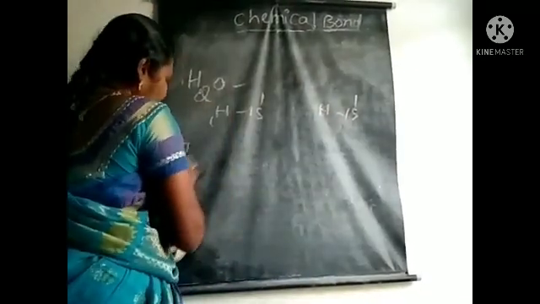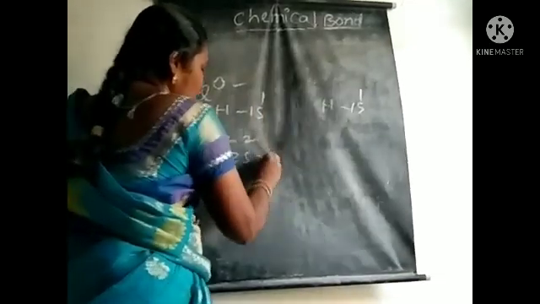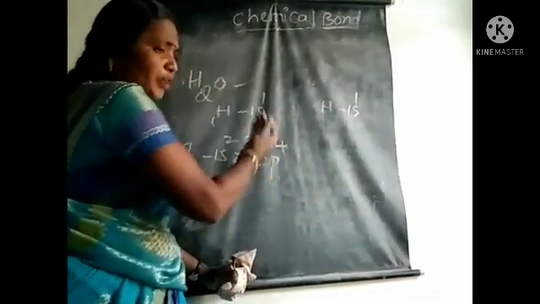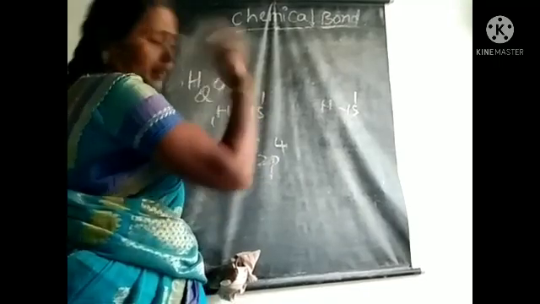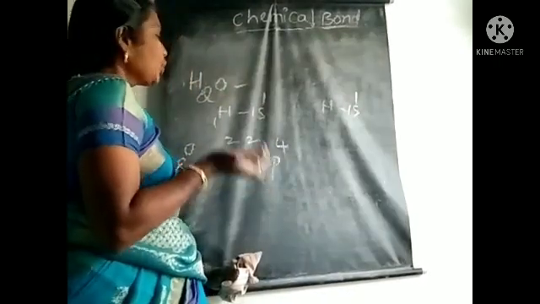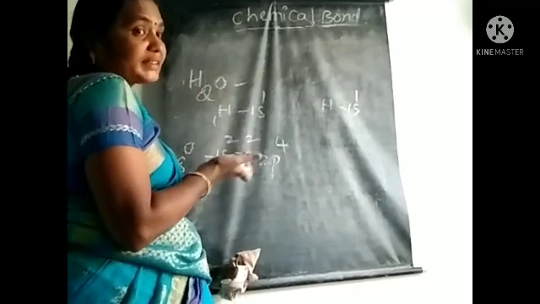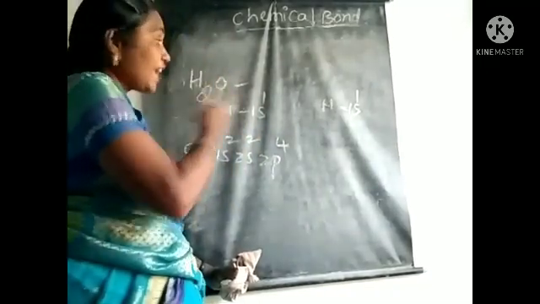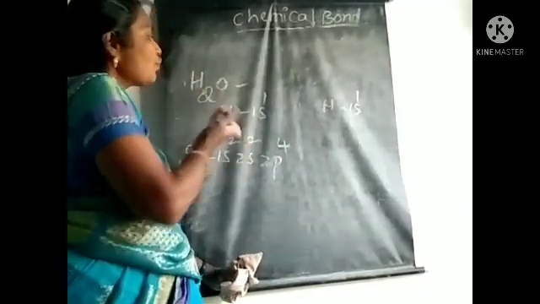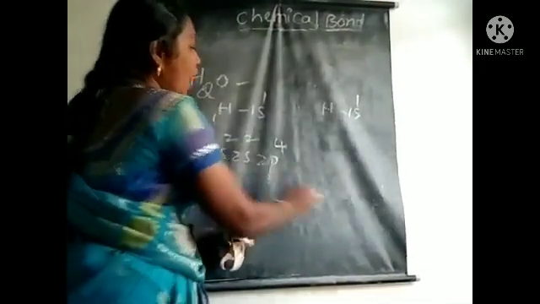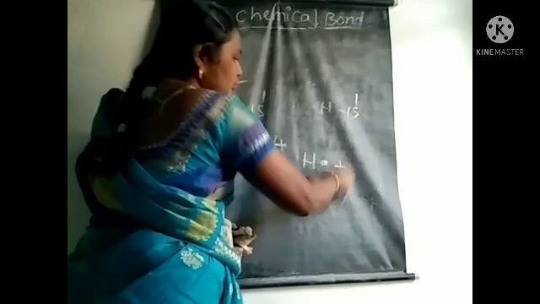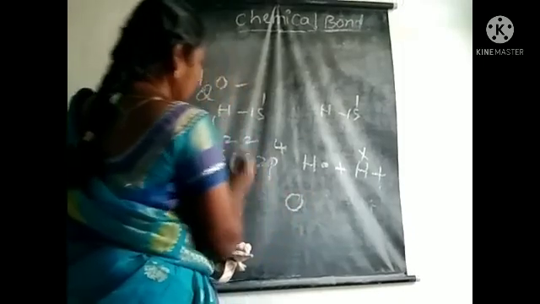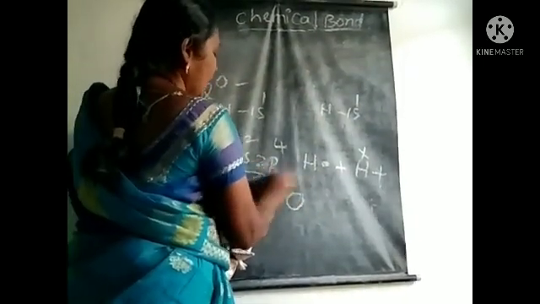Oxygen is 8. 1s2, 2s2, 2p4. It wants 2 electrons from a neighbor or nearer atom to form the nearest inert gas, that is neon, electronic configuration. Here the sharing of electrons takes place between H2 and O, then forms the water molecule. Hydrogen with one electron, another hydrogen with one electron, oxygen with 6 electrons in the outermost shell.